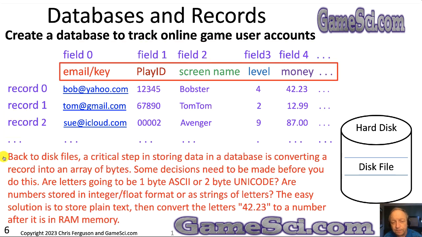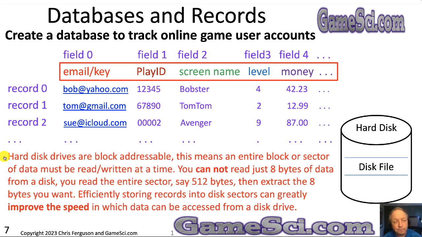Back to disk files. A critical step in storing data in a database is converting a record into an array of bytes. Some decisions need to be made before you can do this. Are letters going to be 1 byte ASCII or 2 byte Unicode? Are numbers stored in integer or float format or as strings of letters? The easiest solution is to store plain text, then convert the letters, like the string 42.23, to a number after it is in RAM memory. A lot of the simple databases out there just store everything as plain text, and then when you extract it, it converts it to a number.